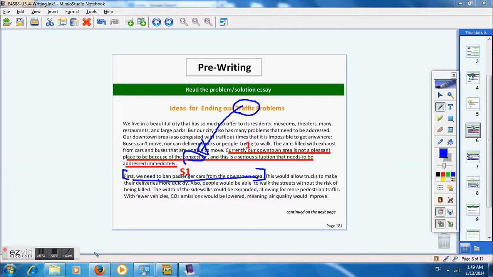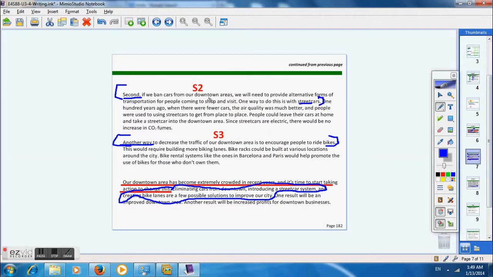Okay, let's review the answers. We have here the thesis statement, and this is solution 1, or the first solution. And you have solution 2, solution 3, and we have the summary of the problem and the summary of the solutions.